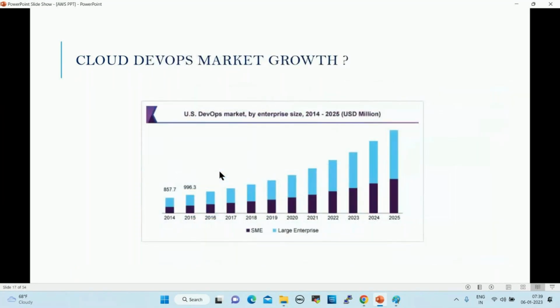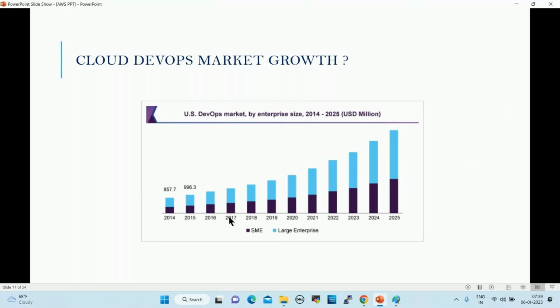See here, the cloud and DevOps market growth. Since 2012 I have been watching cloud and DevOps growth, and the market growth is like this. Every year the market is increasing. Coming 15 to 20 years, the market would be the same. If you switch to cloud and DevOps right now, the market would be like this for the coming 15 to 20 years.